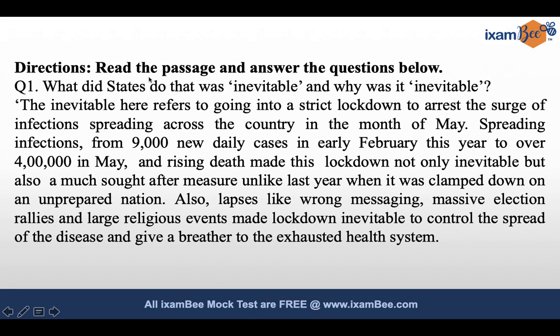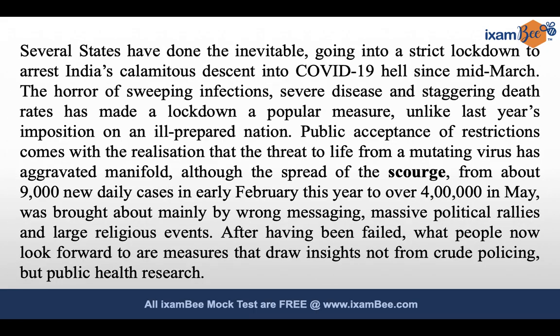Now let's go back to the passage and try to see if we can find the answers. Okay? Give yourself a minute and start reading this section of the passage. See, the first sentence itself talks about the inevitable. What was the inevitable? Going into strict lockdown to arrest India's calamitous descent into COVID-19 hell since mid-March. Okay? Did you read it?